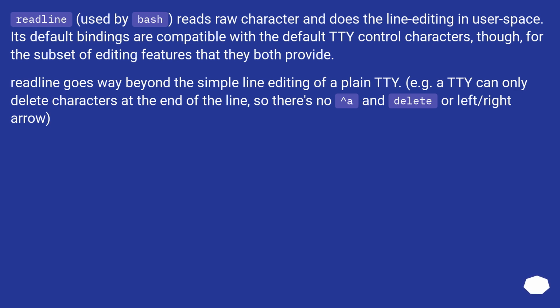Readline, used by Bash, reads raw characters and does the line editing in user space. Its default bindings are compatible with the default TTY control characters, though, for the subset of editing features that they both provide. Readline goes way beyond the simple line editing of a plain TTY. For example, a TTY can only delete characters at the end of the line, so there's no Ctrl-A and delete or left/right arrow.